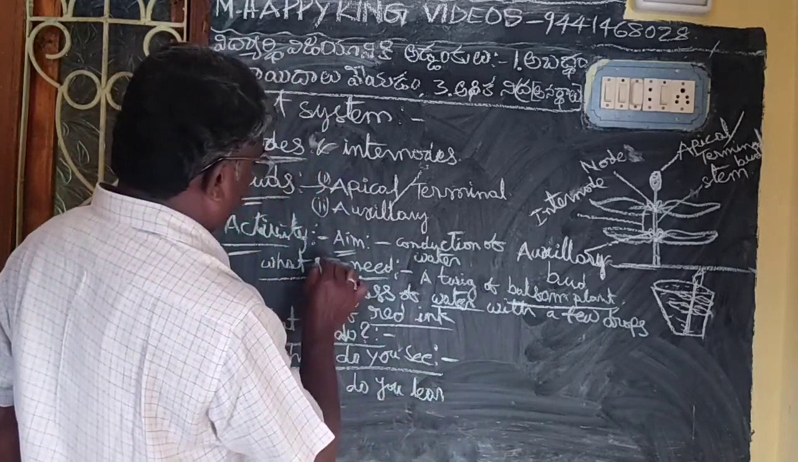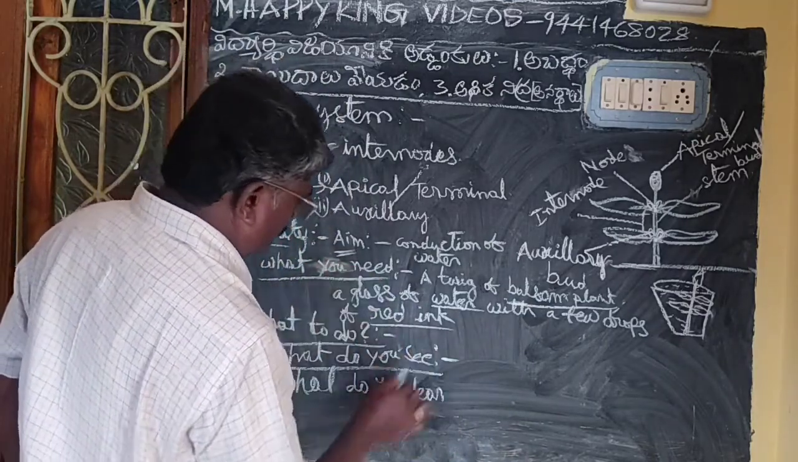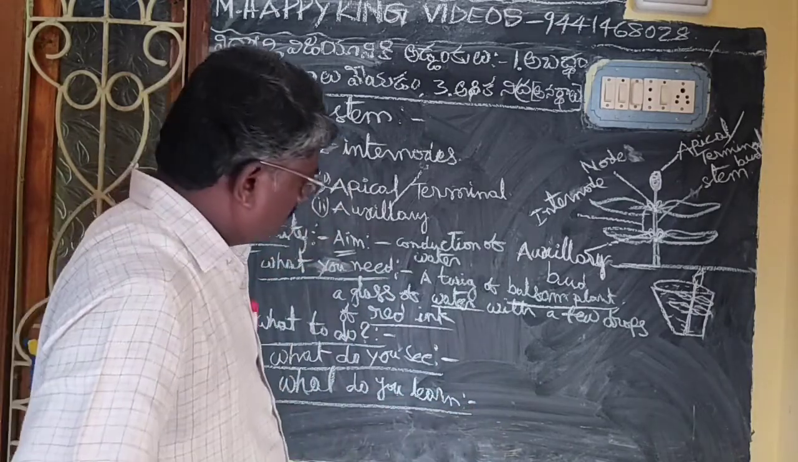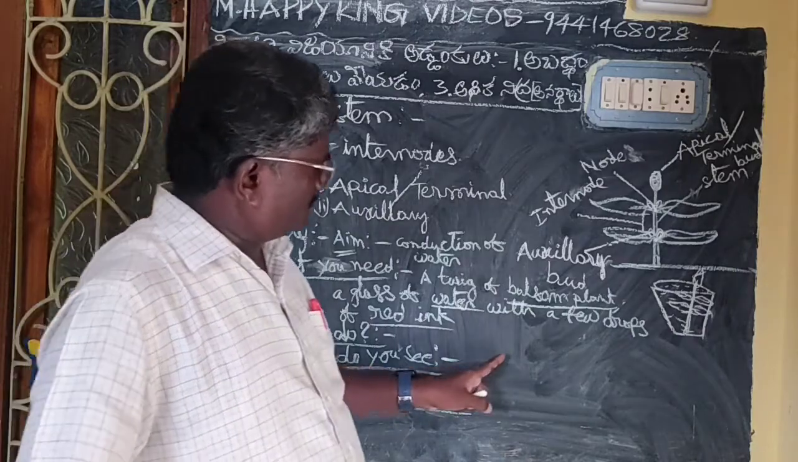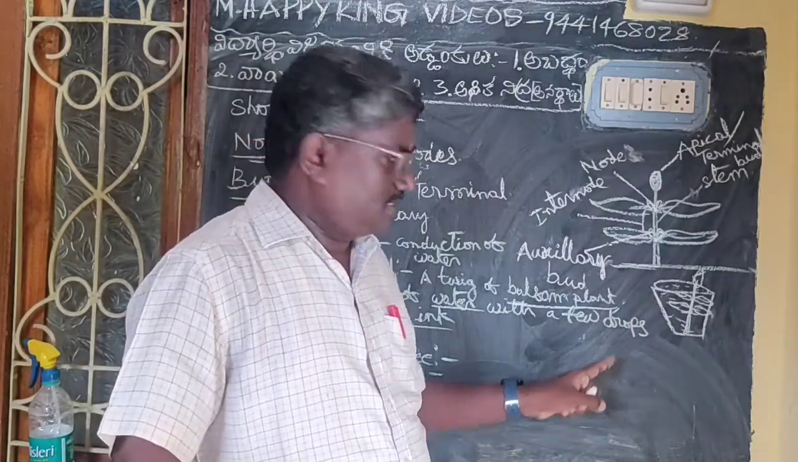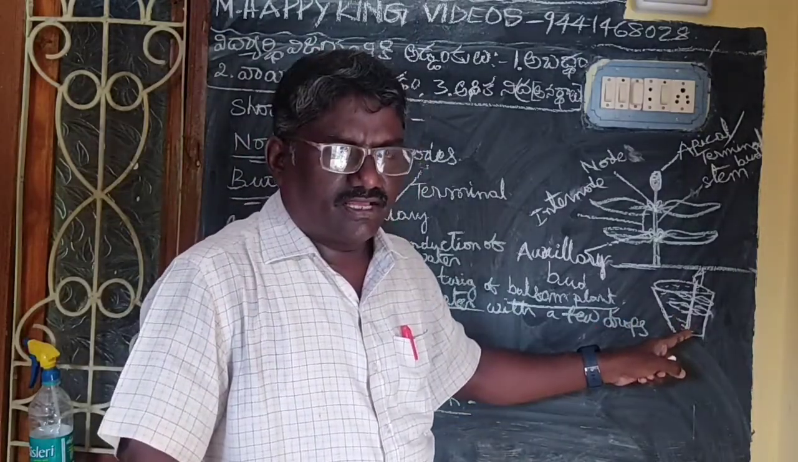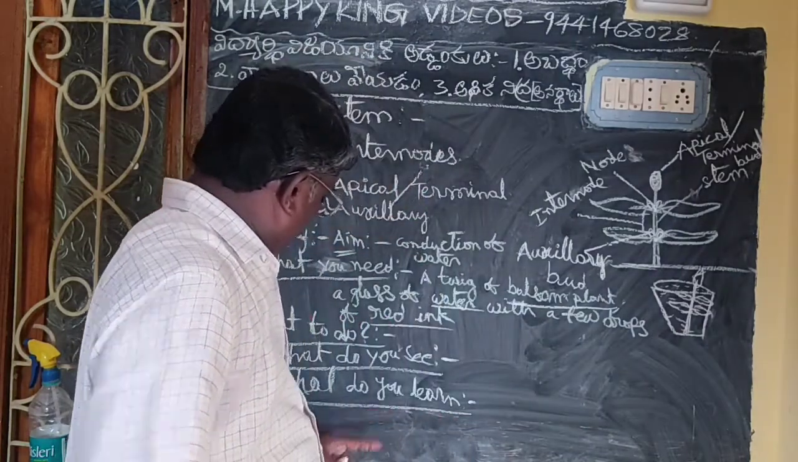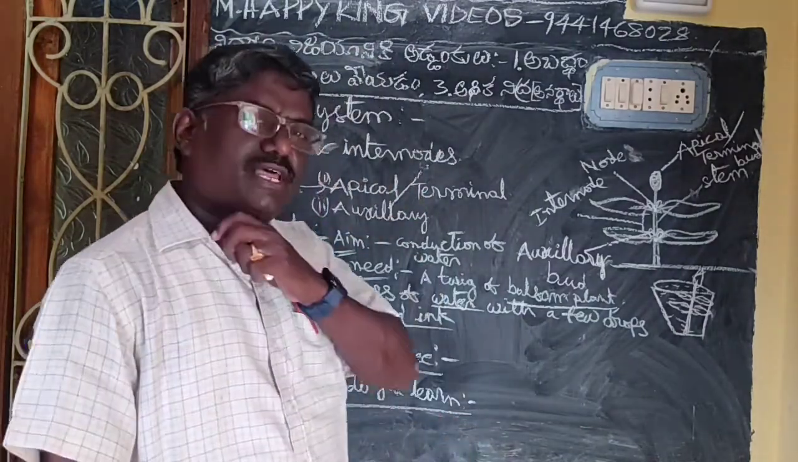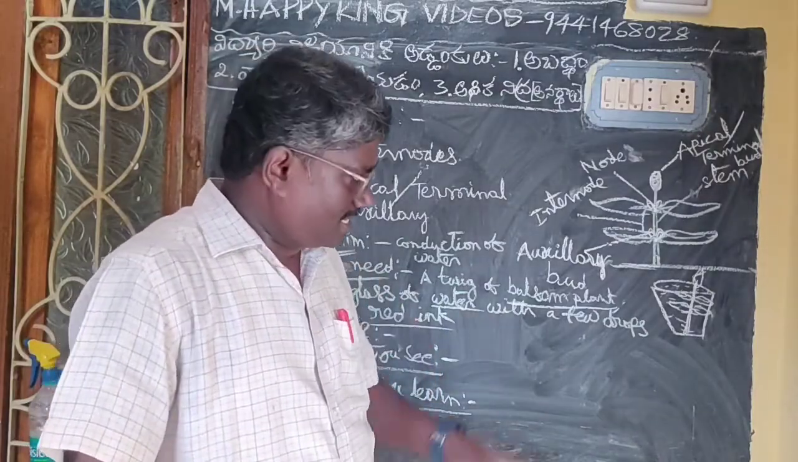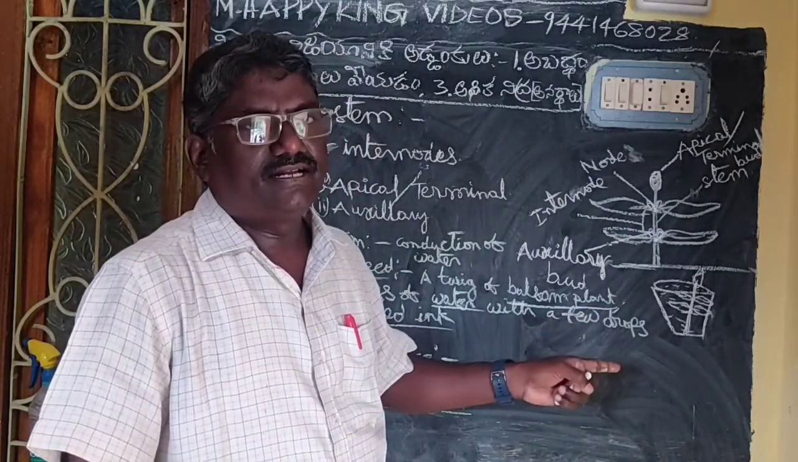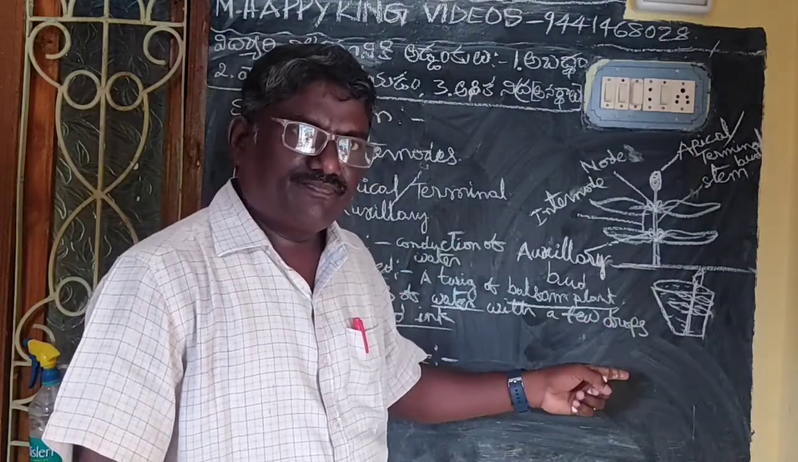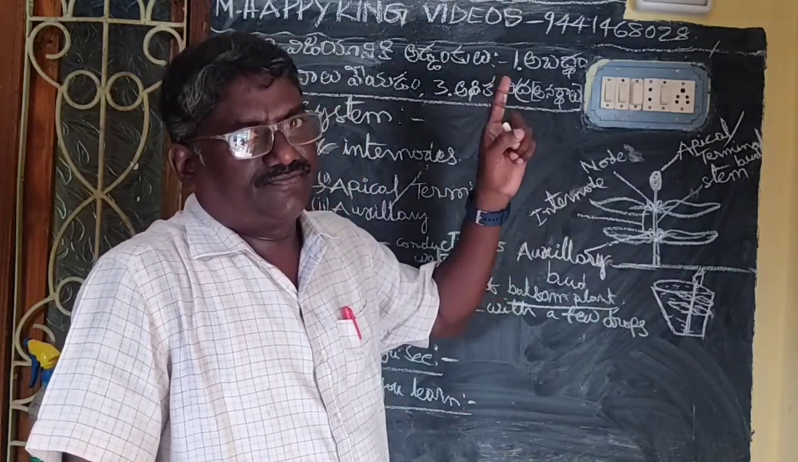Or what you need? What you learn? So observation is, the twig's stem will be reddish. What do you learn? The red ink is transported by the stem upwards.